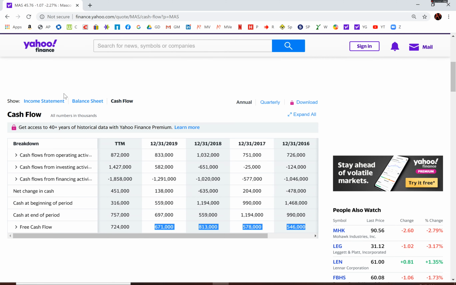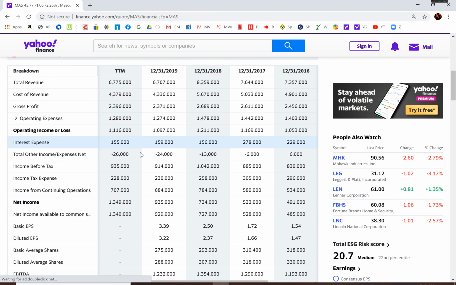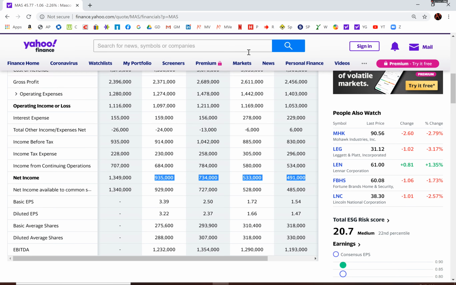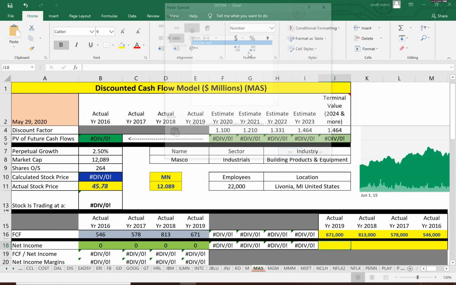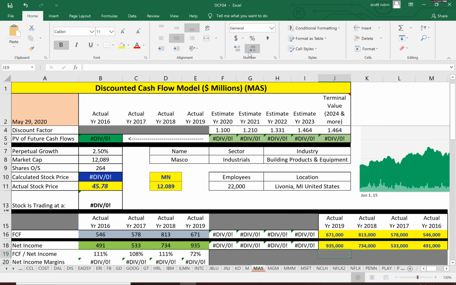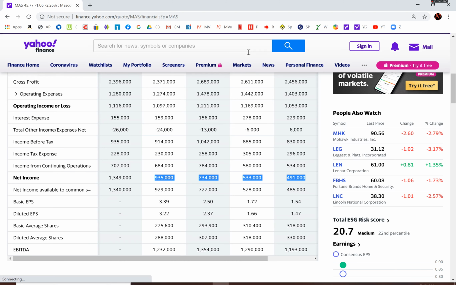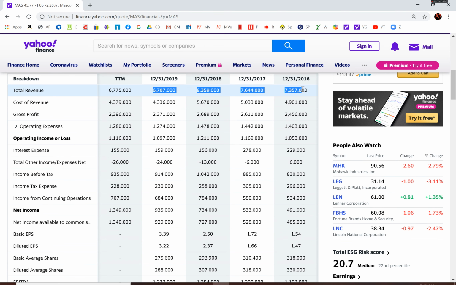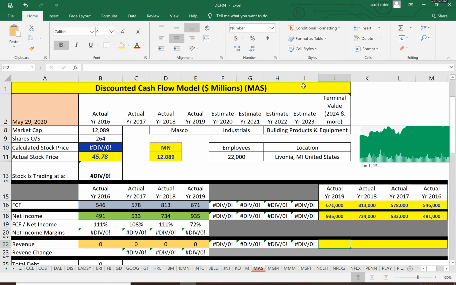Next, net income. That's also part of the model. That's on the income statement. That's how much money a company made in a given year. And last, we need revenue for the last 4 years, and that's also on the income statement.